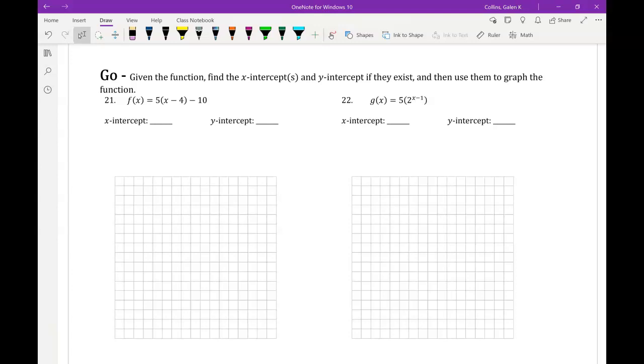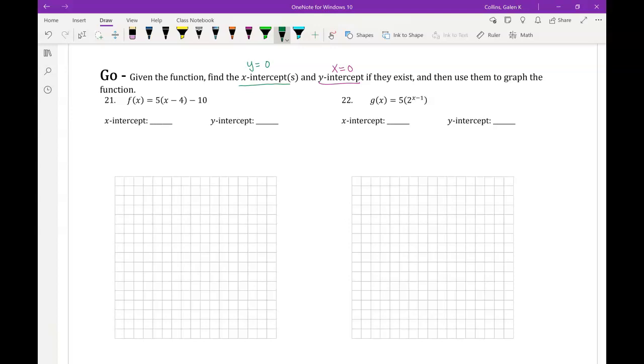So remember, the y-intercept occurs when x equals 0. That's what puts us on the y-axis. So similarly, the x-intercept occurs when y equals 0, and the x-intercept is just a point on the graph where the graph of a function crosses the x-axis. So again, that is where y equals 0.